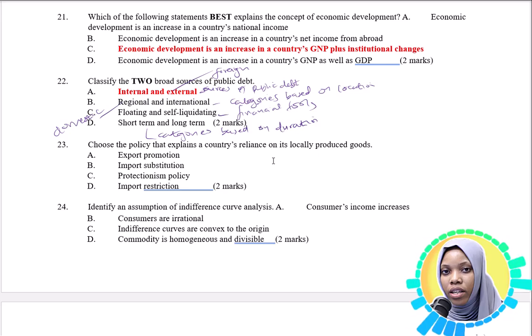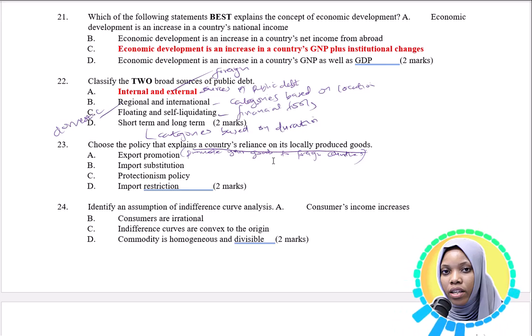Question 23 reads, choose the policy that explains a country's reliance on its locally produced goods. So choice A is export promotion. This is where you promote your goods to foreign countries, selling your goods offshore.